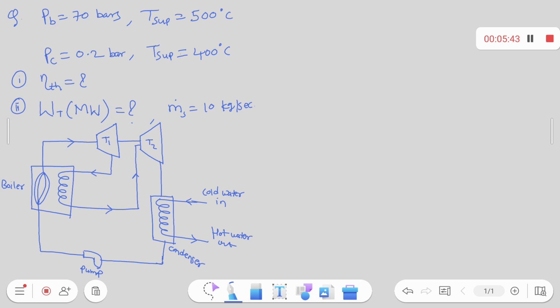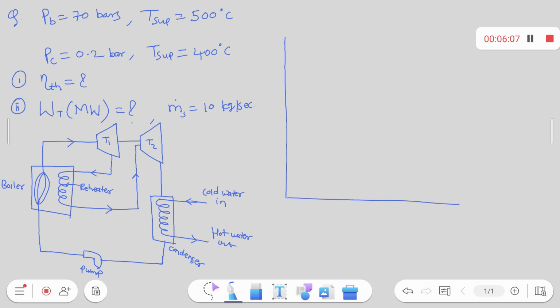This is the reheater. Now the important thing is the TS diagram. You have to draw the TS diagram correctly, then 50% work will be done.